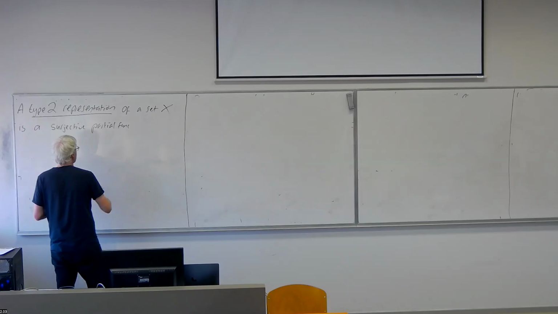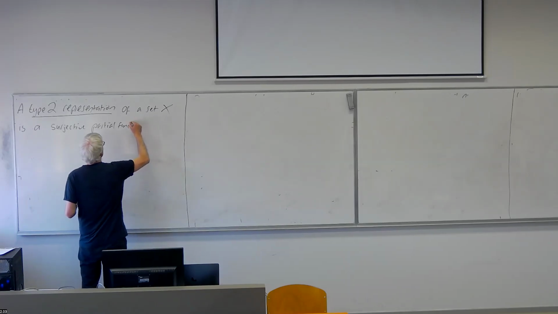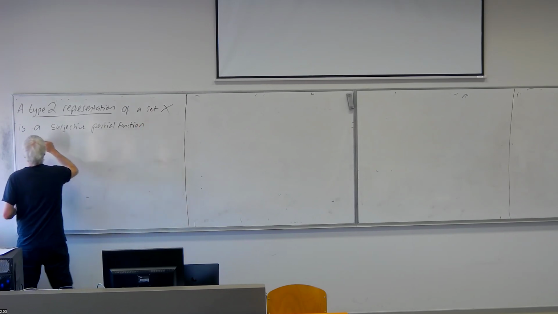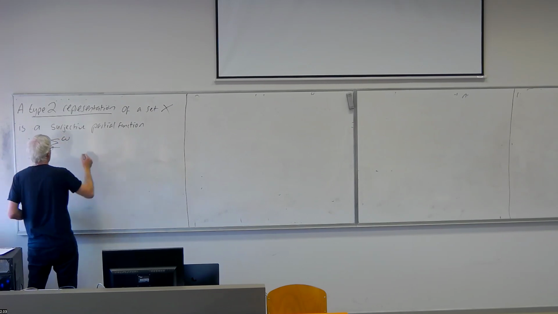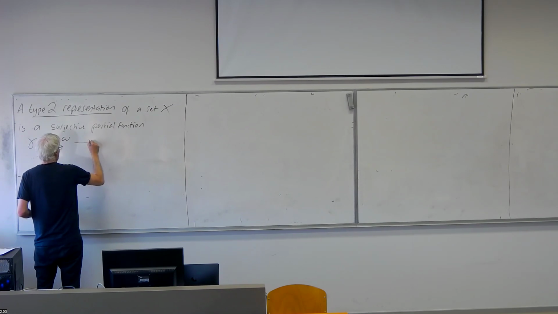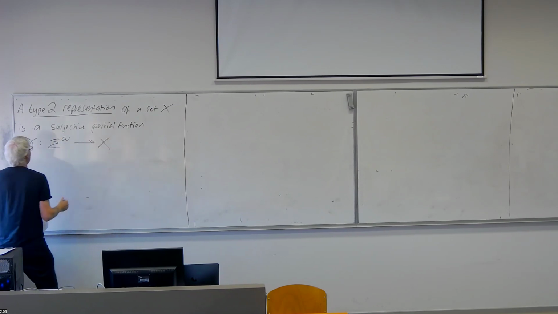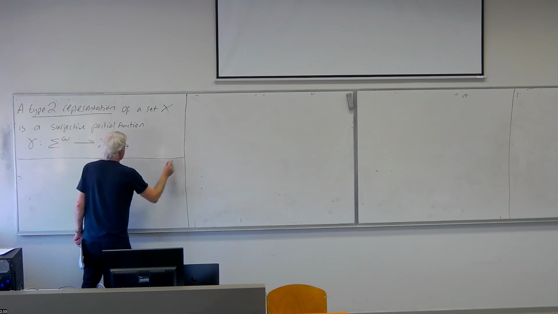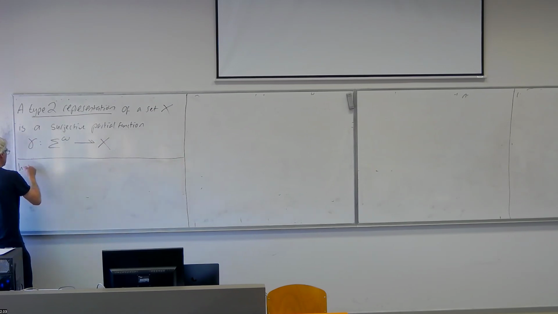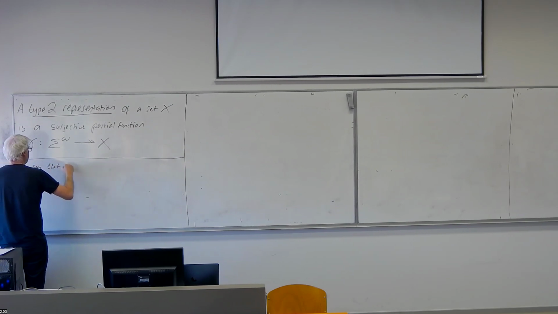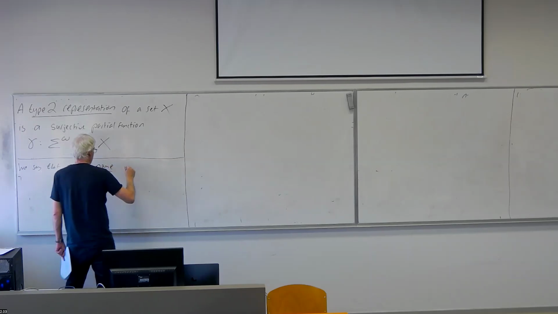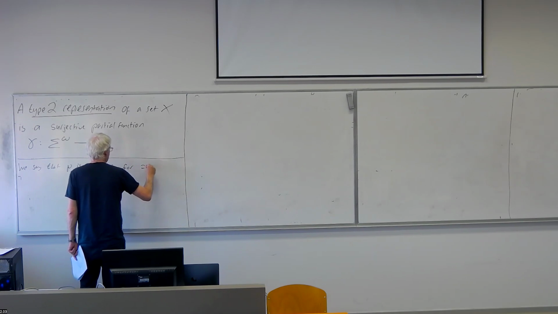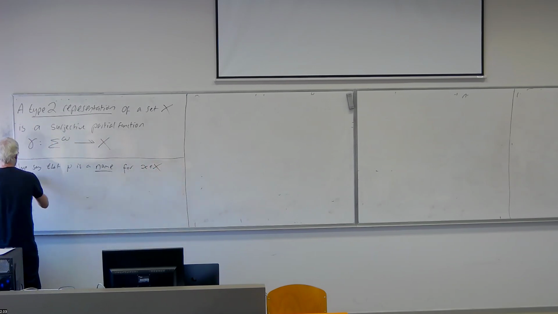We're going to still continue using gamma for representation. So a surjective partial function gamma, now from the set of omega words over our alphabet sigma, again a surjective partial function to the set X. And again, we say that P is a name or realizer. We intend to use it as a name for an element x in the set X if gamma of P equals x.